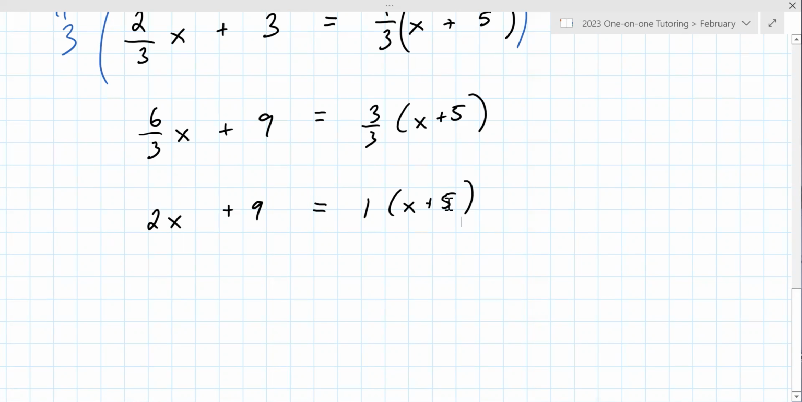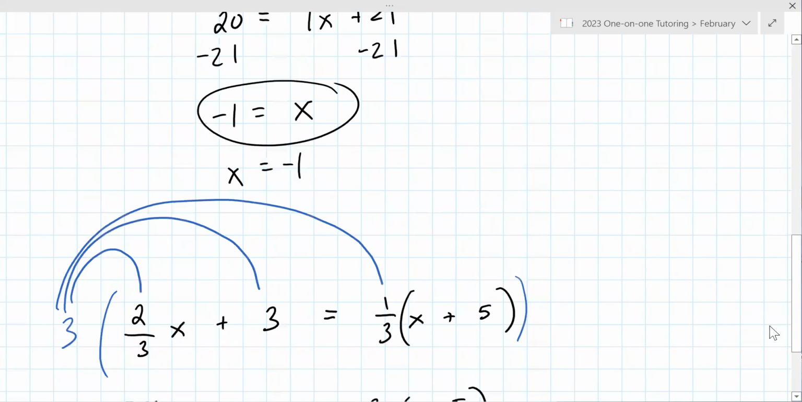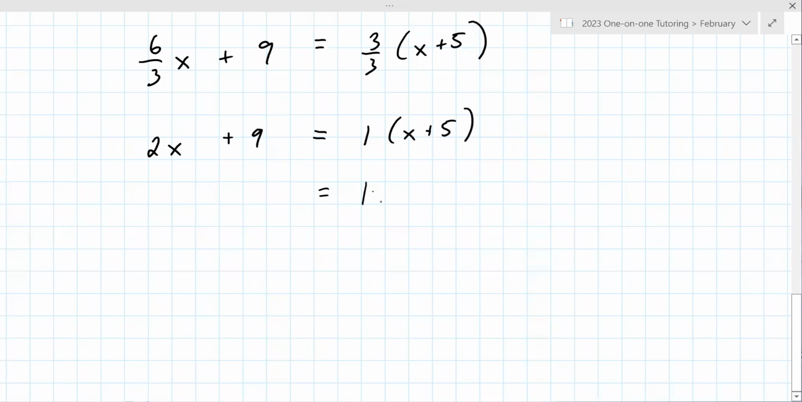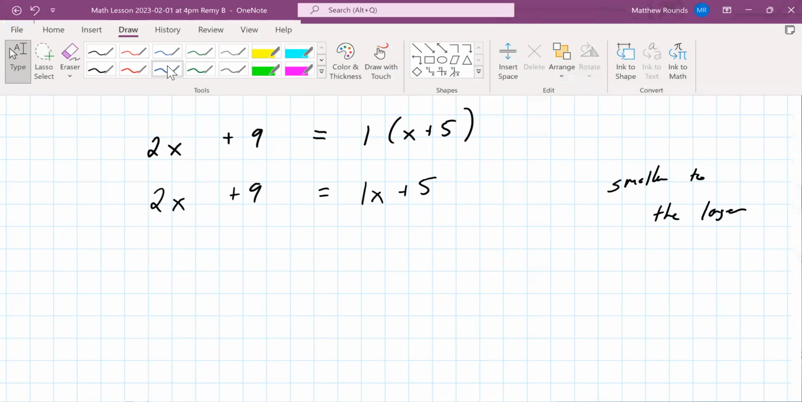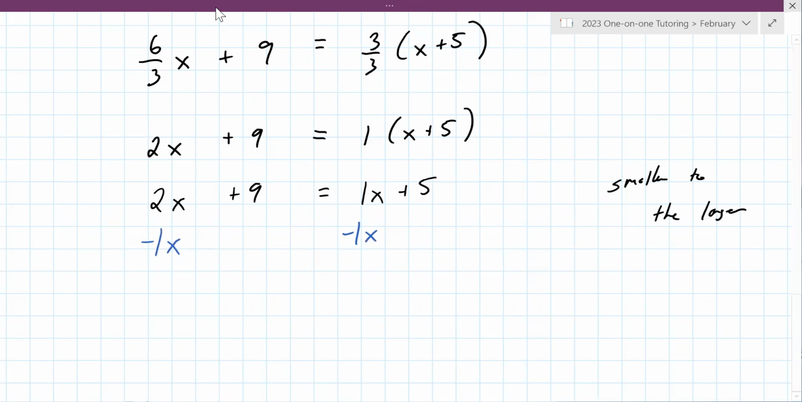Hold on, let me look at the past problem. In the past problem, we had a 3 outside, so we had to multiply in. Okay, so 1 times x and 1 times 5. What does that become? 1x plus 5. Good. And this is where you move the smaller to the larger. Which is smaller, 2x or 1x? 1x. So you subtract the 1x. You have to move the smaller to the larger.